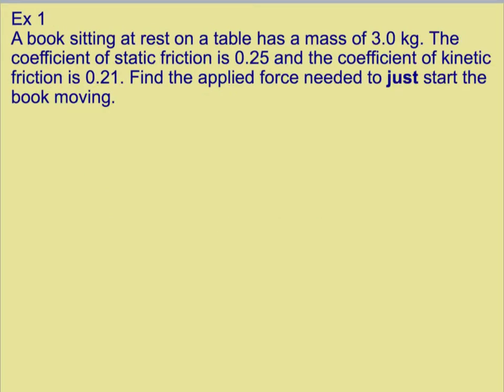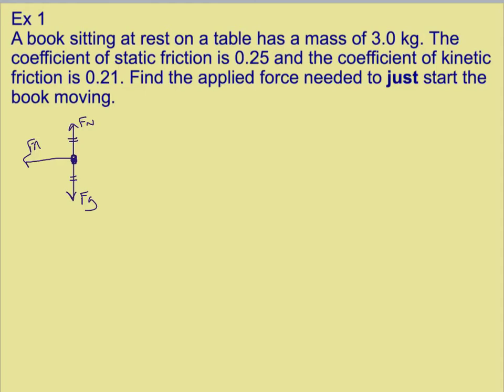In this question, we've got a book sitting at rest on a tabletop, has a mass of 3 kilograms. Again, we know the coefficient of static friction, coefficient of kinetic friction. Let's find the applied force needed to just start this box moving. As always, let's start off with our free body diagram. And as always, we got a good force of gravity going down here. We're going to have a normal force going up this way. Those two forces are equal. We've also got some sort of an applied force. It doesn't tell us which way this is going, so I'll say applied force is this way.